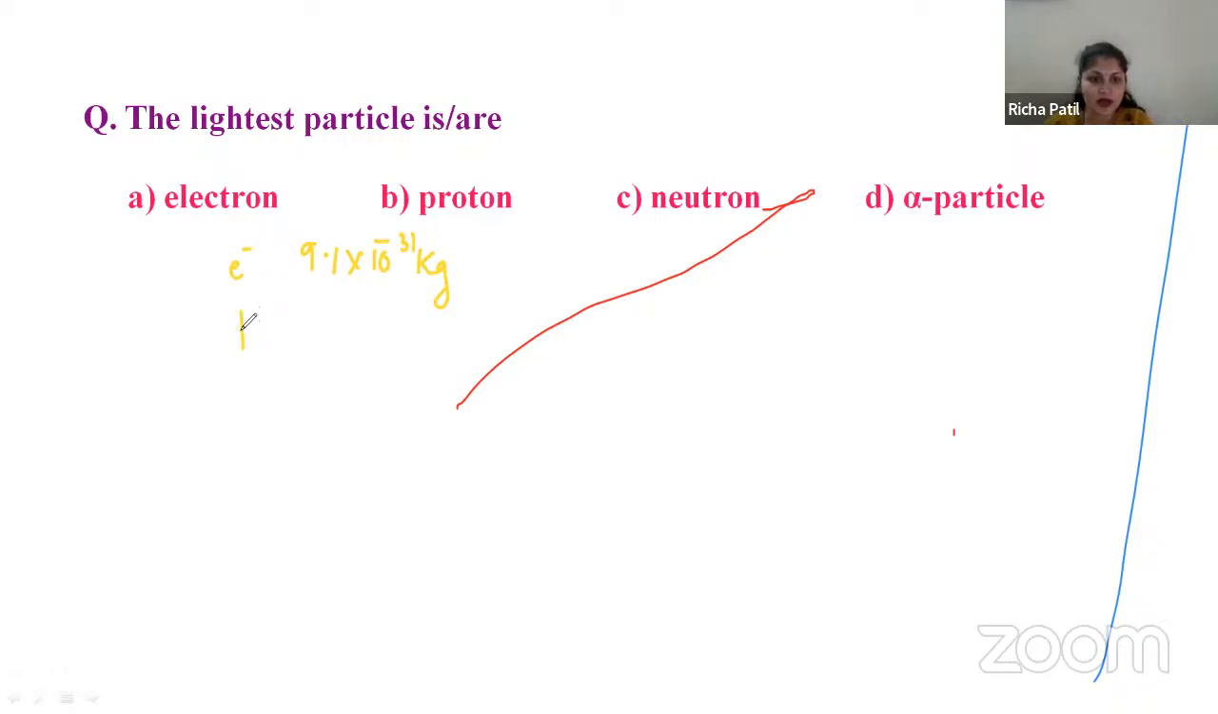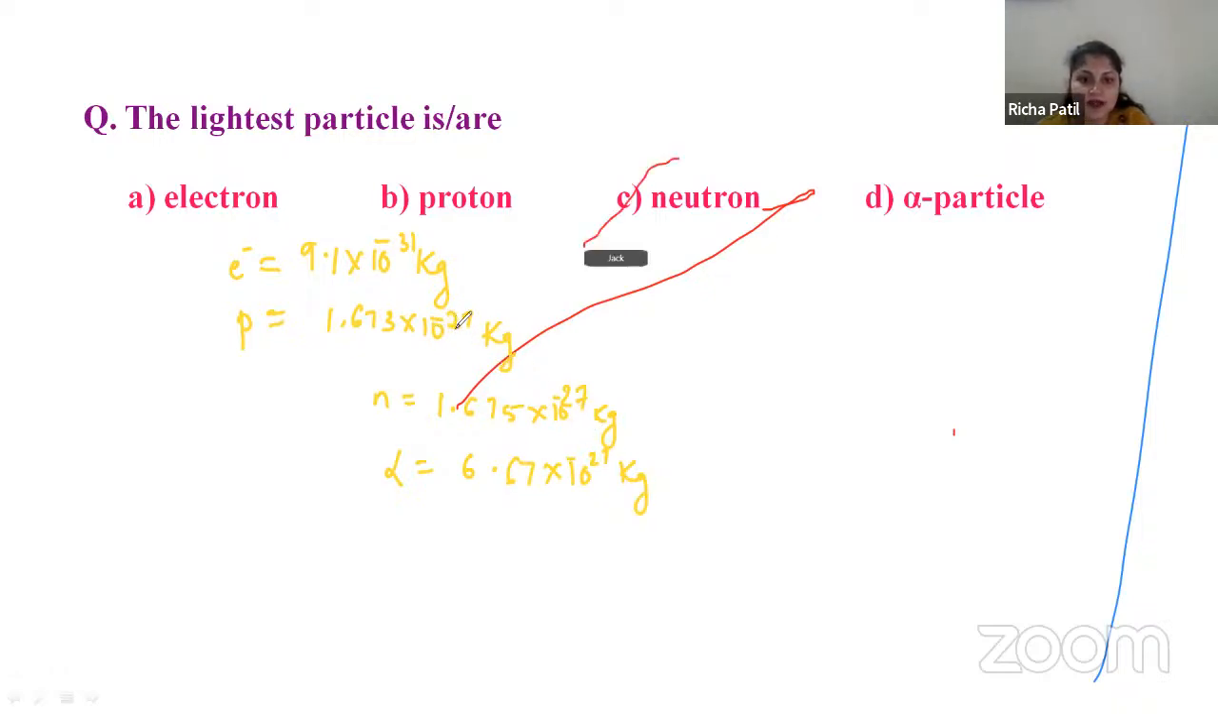What is the mass of the proton? It was given as 1.673 into 10 raised to minus 27 kg. Then what is the mass of neutron? It is 1.675 into 10 raised to minus 27 kg. And what is the mass of alpha particle? It was 6.67 into 10 raised to minus 27 kg. When you see the exponents, all are minus 27 except one, which is minus 31. Minus 31 is a smaller unit than minus 27. So the lightest particle is electron. This is the correct answer.